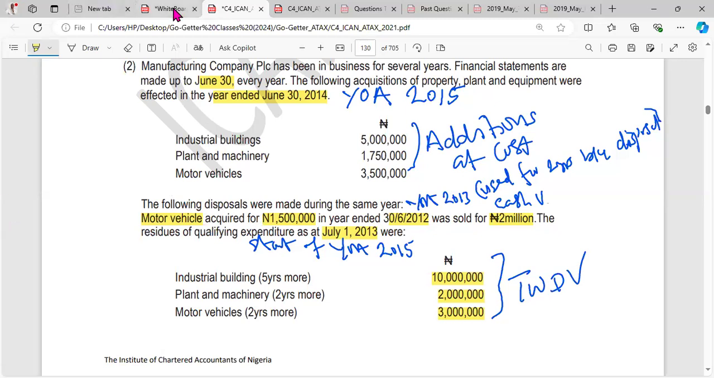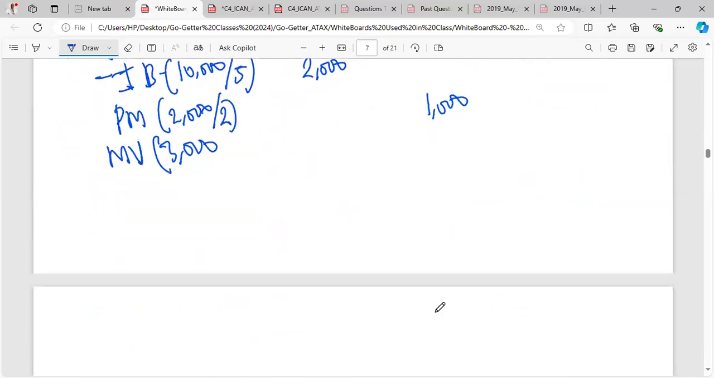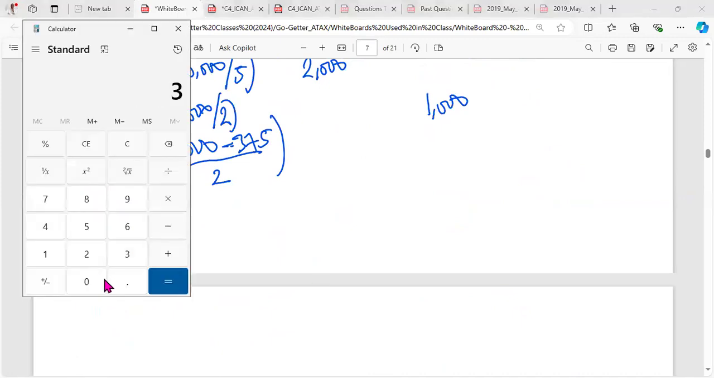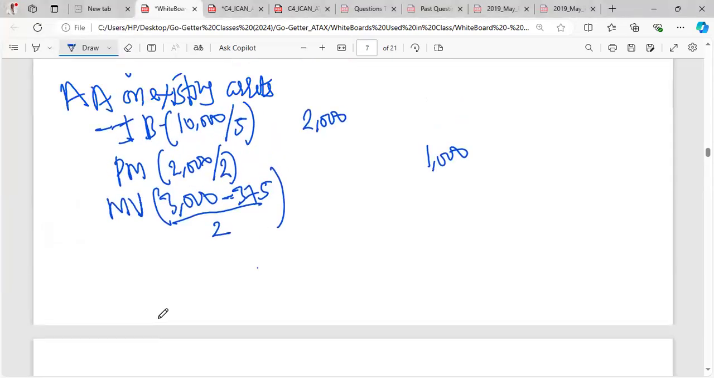And we've calculated that disposal to be 375. So simply say 3,000 minus 375, all divided by 2 years remaining. So what we'll do now, we will say 3,000 minus 375 that was disposed, then divide the remainder by 2 years. That gives us 1312.5. So that's what we'll do.